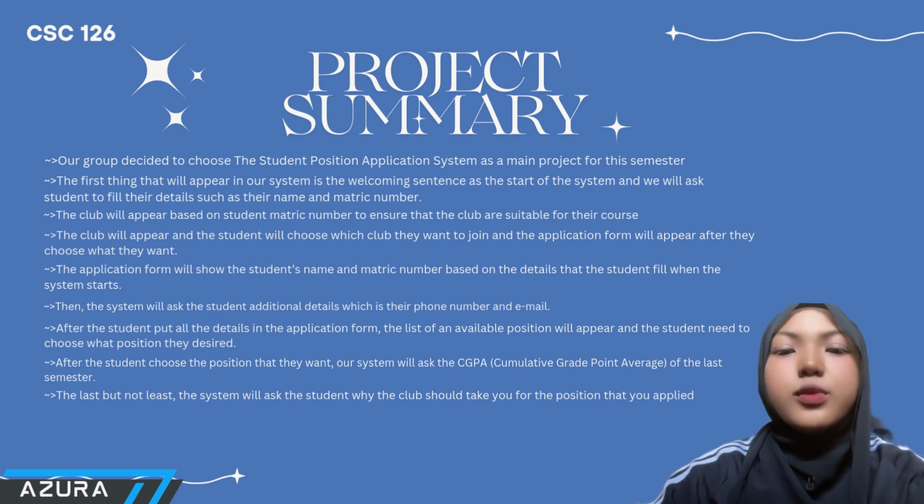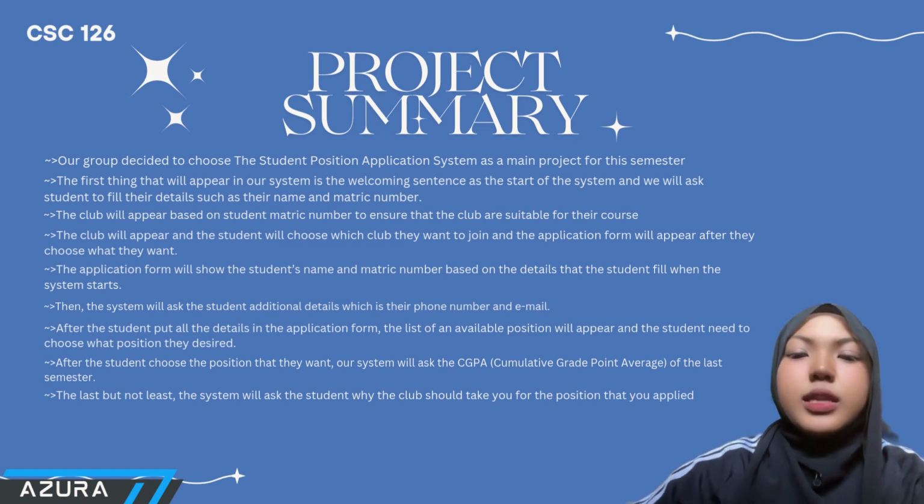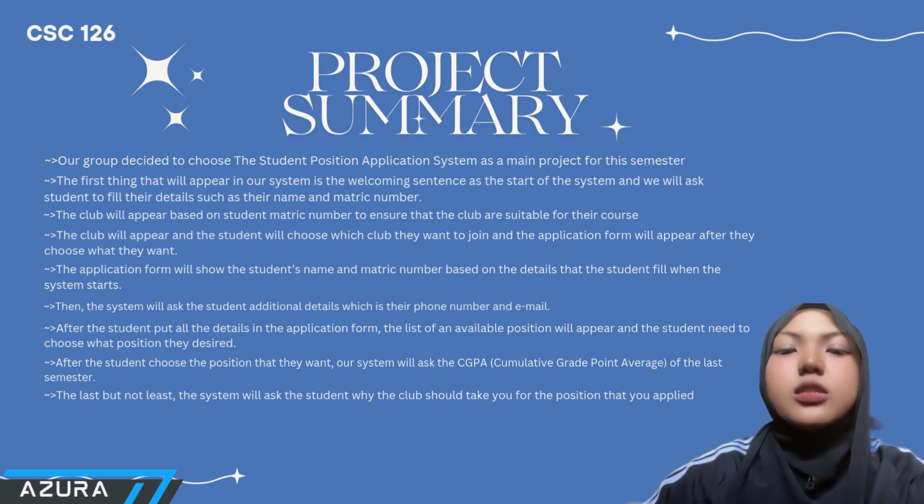The application form will show the student's name and matric number based on the details that the student filled in when the system started. Then, the system will ask the student for additional details, which are their phone number and email. After the student puts in all the details in the application form, the list of available positions will appear and the student needs to choose the position they desire. After the student chooses the position, our system will ask for the CGPA of the last semester. And last but not least, the system will ask the student why the club should take them for the position that they applied for.